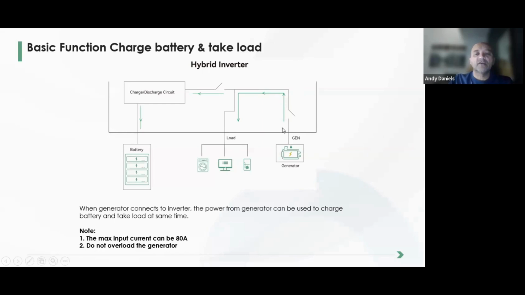So let's put ourselves in a situation where the grid fails, or you're in an off-grid situation and your inverter starts the generator. Then this contactor will close, power will come through, it'll supply the loads, and any surplus power that comes through will be used to charge the battery. Just remember that the maximum input current can be 80 amps from the generator side, and we also have to take care that we don't overload the generator.